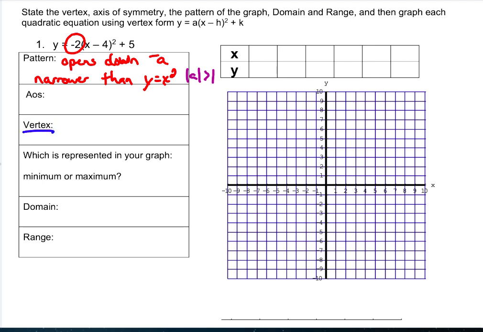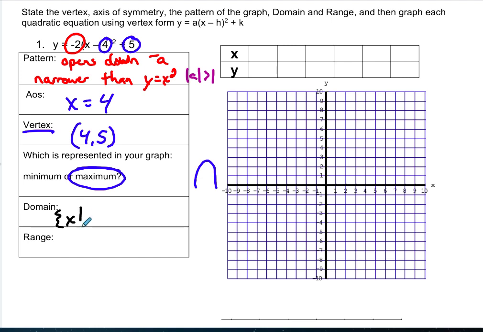So I'm going to do my vertex first. My vertex is my H and my K, so 4, 5. And my axis of symmetry is just that H value, x equals 4. Since this is going to turn down, think of like an upward or downward facing U, my vertex is my maximum, the highest point. For domain, remember the domain's always the same, x such that x is all real numbers. My range depends on which direction it's heading.